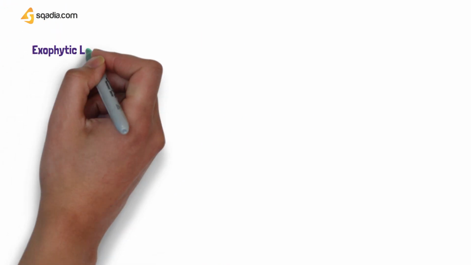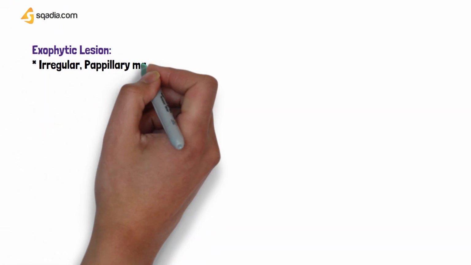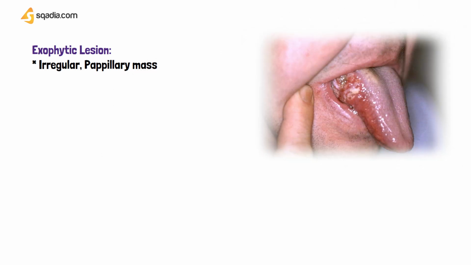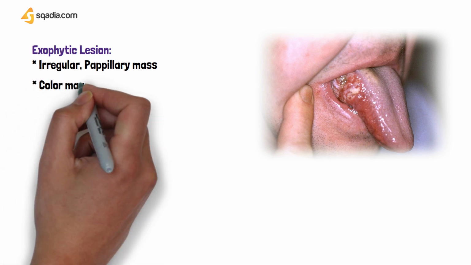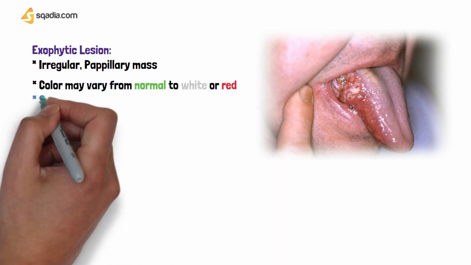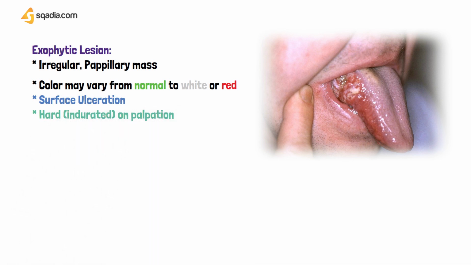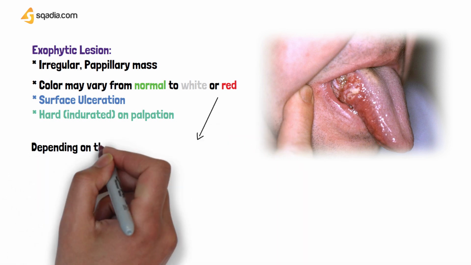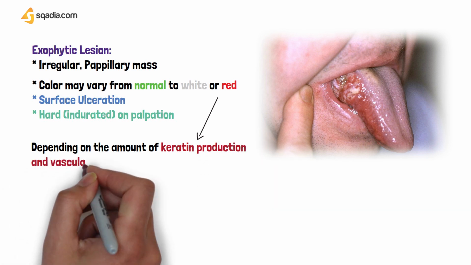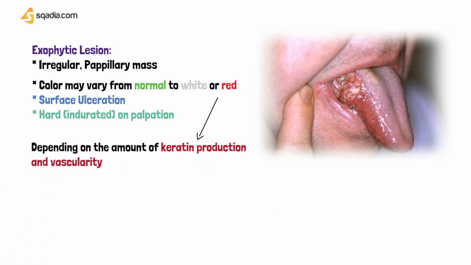It may also appear as an exophytic lesion, an irregular papillary mass. As we can see in this picture, there is an irregular mass on the lateral border of the tongue. The color may vary from normal to white or even red. There is presence of surface ulceration. It may be hard or indurated on palpation. Now, the color variation is due to the amount of keratin production and the vascularity.